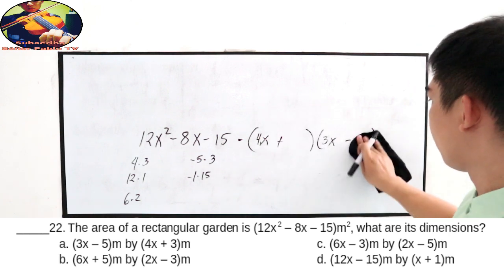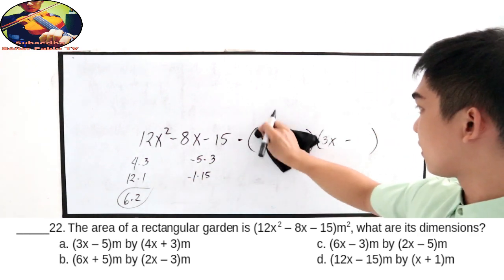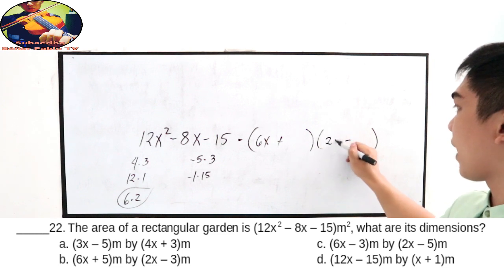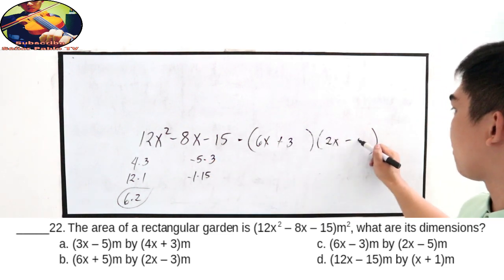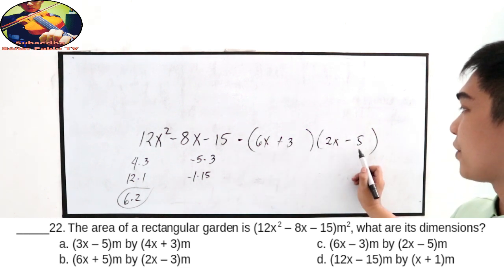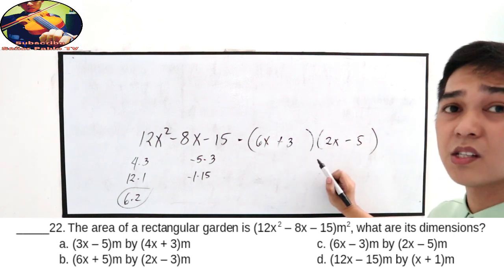Eh ano ngayon? Try natin itong 6 and 2. Palitan muna natin ito. 6x and 2x. Try natin si positive 3, negative 5. 6 times 5, 30 minus 6. 30 minus 6, 24. Mali din.